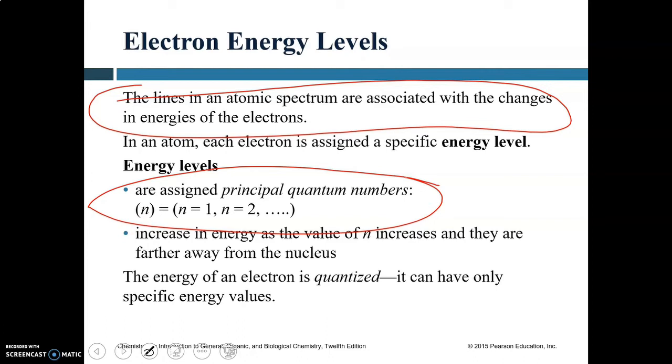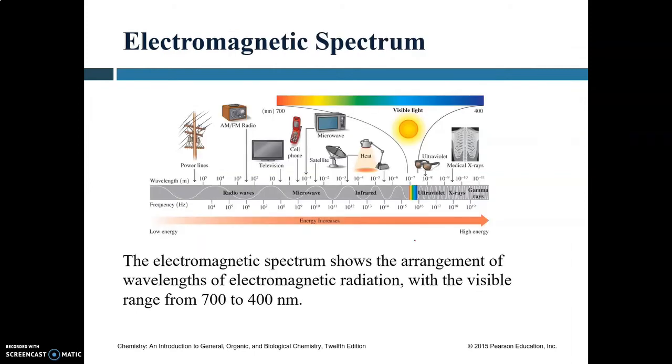When the energy level increases, these energy levels with higher principal quantum numbers, higher n, are farther away from the nucleus. Interestingly enough, electrons cannot occupy whatever energy level they want. The energy of an electron is what's called quantized. So electrons can only have very, very specific energy values, just like you cannot live between the second and the third floor.